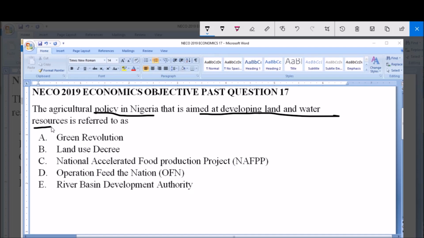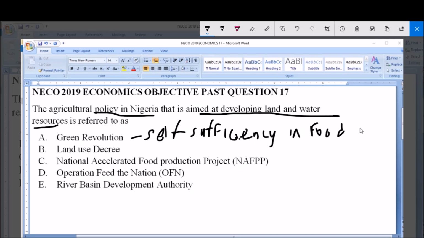So the Green Revolution, the aim of the Green Revolution is for self-sufficiency in food production. So that is the aim of the Green Revolution.